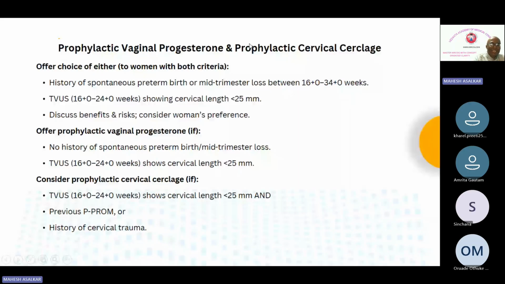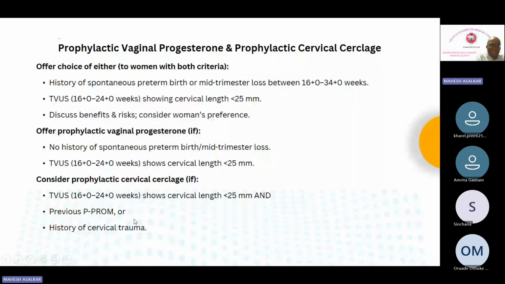What do the NICE guidelines say? If there is no history of spontaneous preterm birth or mid-trimester loss, and the ultrasound between 16 to 24 weeks shows less than 25 millimeters, then we will offer vaginal progesterone. But if there is a history of spontaneous preterm or mid-trimester loss, we can offer a choice of both. We will offer prophylactic cervical encirclement if the cervical length is less than 25 millimeters and there is a previous PPROM. If there is a previous preterm rupture of membranes, in that particular case, cervical encirclement is definitely indicated, and if there is a cervical trauma.